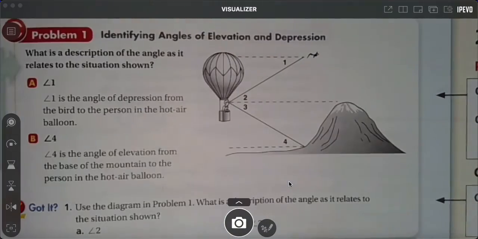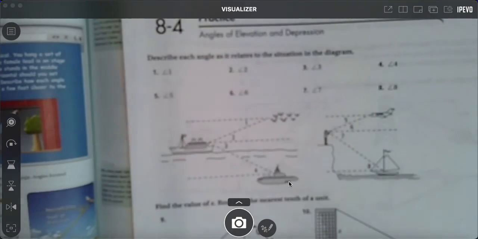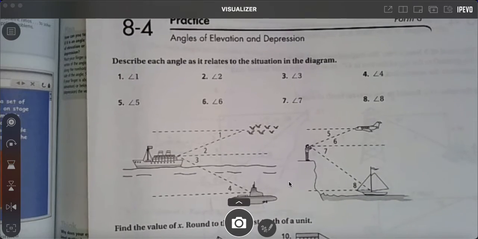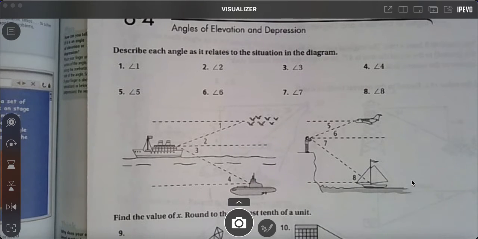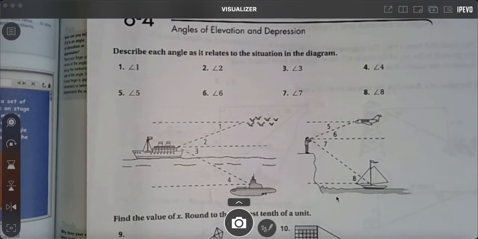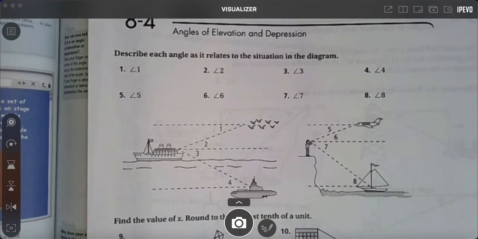So that's numbers 1 through 8 on your worksheet already. All you're doing is describing each angle. I just want to know if it's an angle of depression or an angle of elevation. And here's 1, 2, 3, 4, and here's 5, 6, 7, 8. Two different pictures. So that's all you're doing. And remember, 1 and 2 would be equal. 3 and 4 would be equal. 5 and 6 would be equal because they're alternate interior angles. 7 and 8 would be equal.